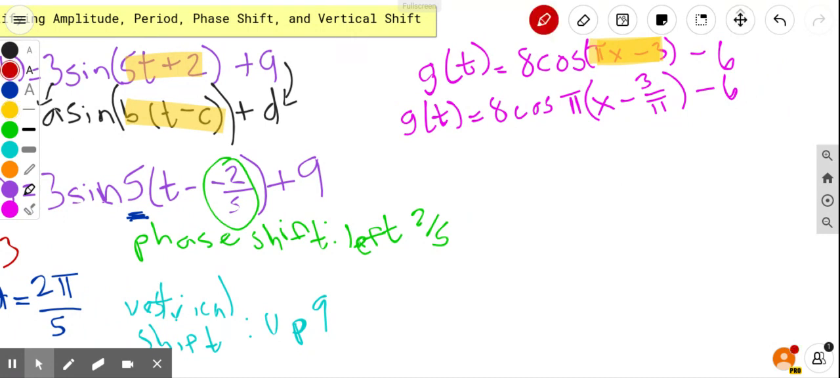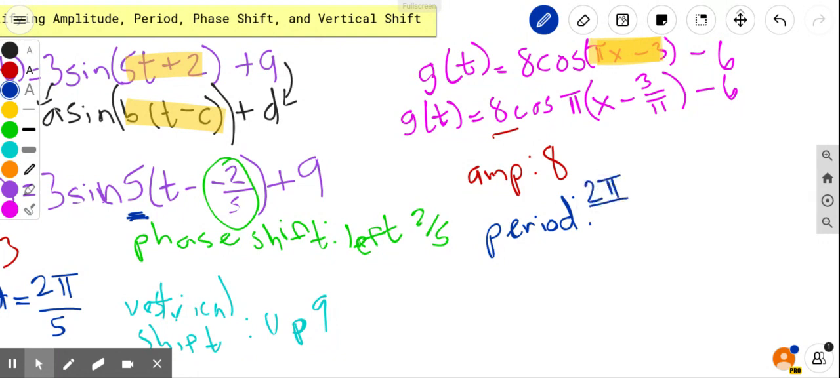So the amplitude, I always forget. The amplitude is 8 because that's that number right there. The period is typically 2 pi, but my b value, b as in Bob I should say, is pi. So it turns out my period is just 2. That's a little freaky. But okay.